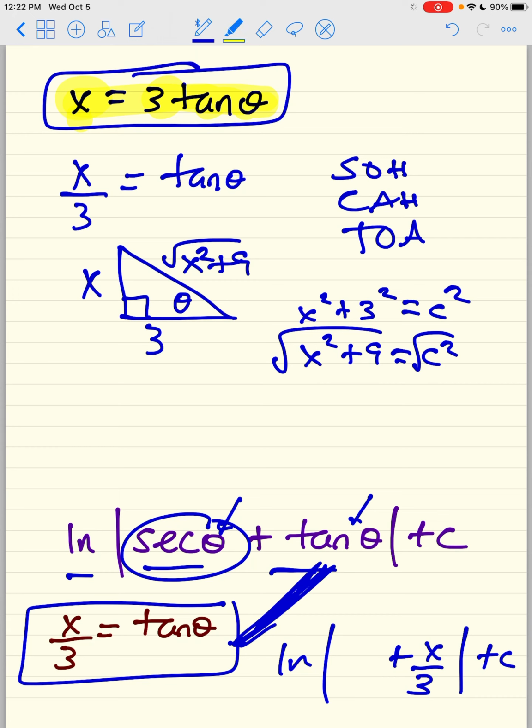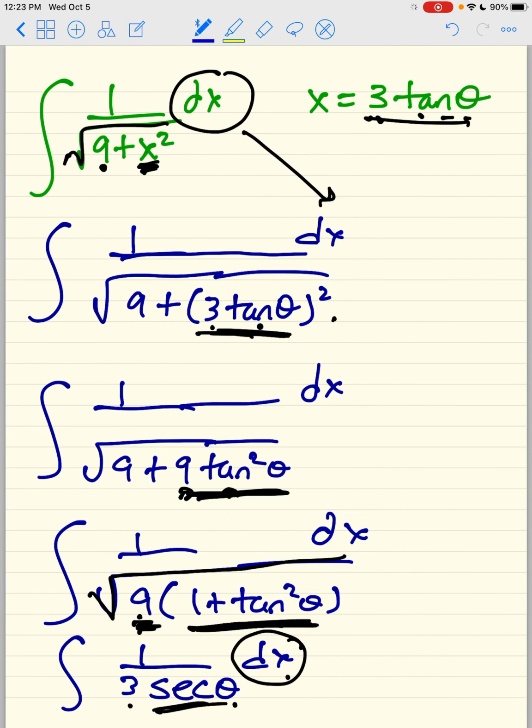So what is secant? Secant is the reciprocal of cosine. So if cosine is adjacent over hypotenuse, then we're looking for hypotenuse over adjacent. And then you can just leave your answer like that, and that's done. Okay, so that's how you do trig substitution. You just have to find this piece of it.